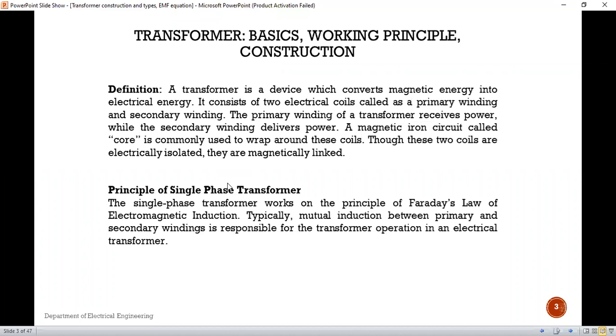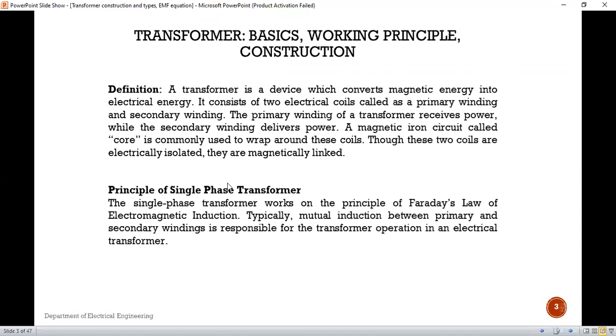Okay, now see, the definition is that the transformer, it is a static device. Transformer, it is a static device which can convert the magnetic energy into an electric energy. It consists of two electrical coils.